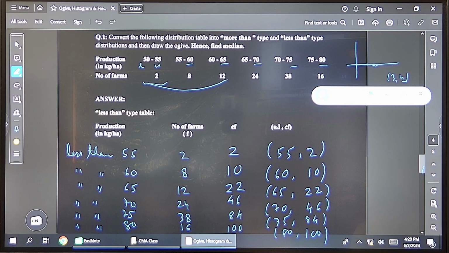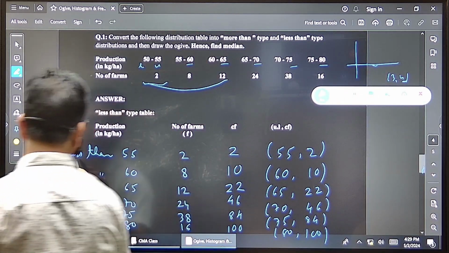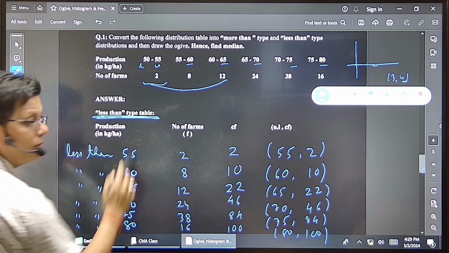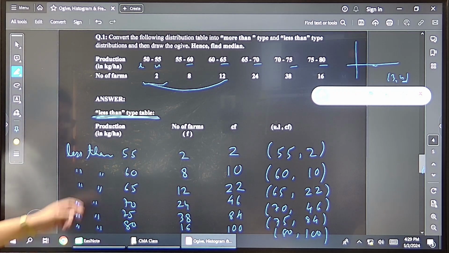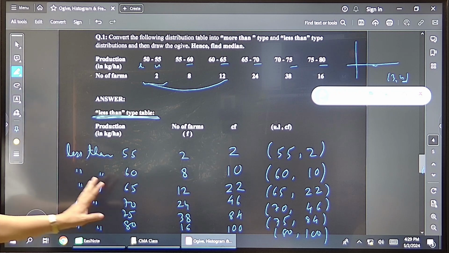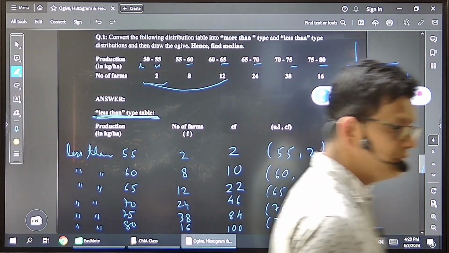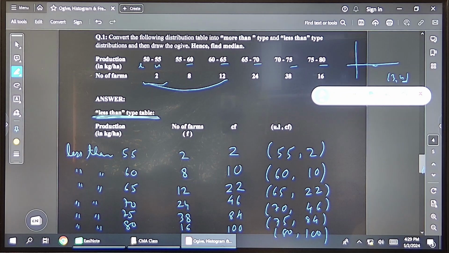Now we are going to do the same thing. Now what you have to use, this is a less than type table, because we use the term less than. So this is the less than type table. Now we are going to do the more than type table. There we will be writing more than. Okay, more than, not only more than, I am going to say that more than as well as the equal one.